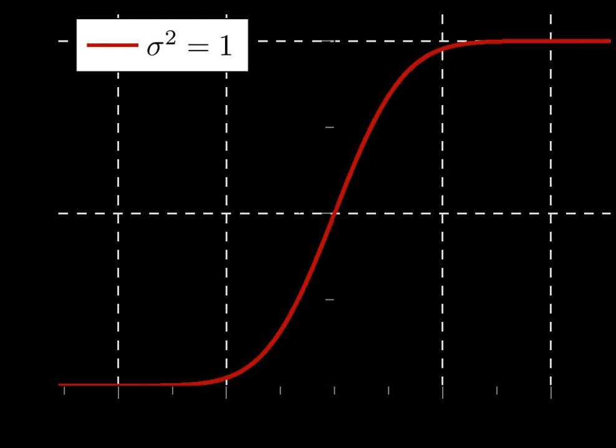Sample variance: s_n squared equals q_n over n minus 1. Population variance: sigma_n squared equals q_n over n.